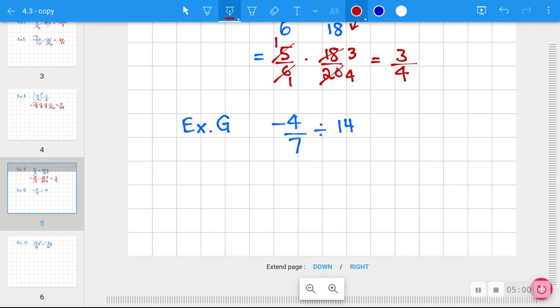Okay, once again, you're given a number without a denominator. If it doesn't have one, then you can put it over 1. 14 divided by 1 is actually just 14. And we're going to make the change here.